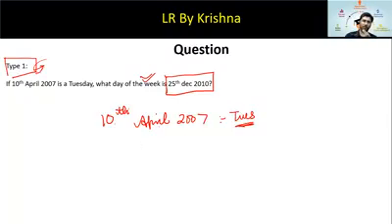10th April 2010 will be Saturday. This Priyam is saying. Okay. Parth, this is the very first question.